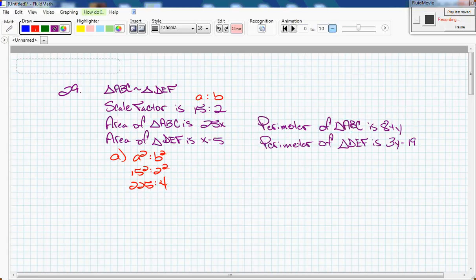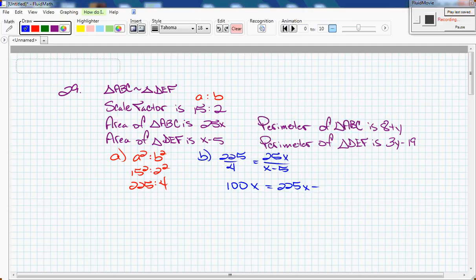For part B, it says to write and solve a proportion to find the value of x. Well, in this case, what we have is the ratio of their areas, both in terms of x. We know it should be 225 over 4, so we'll set up our proportion. 225 over 4 is equal to 25x over x minus 5, and we cross multiply. This gives us 100x.